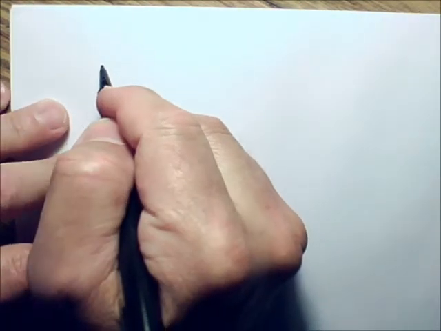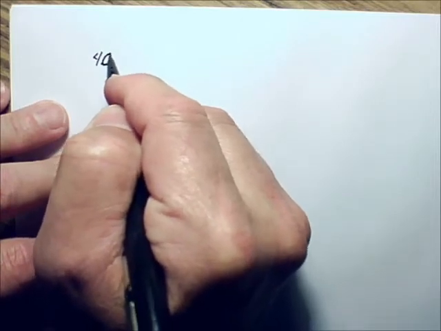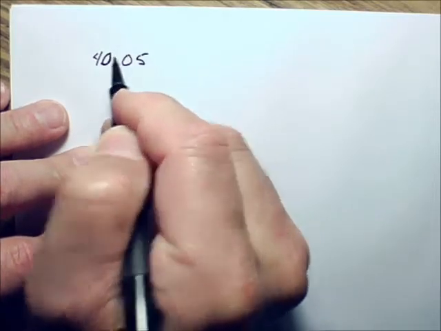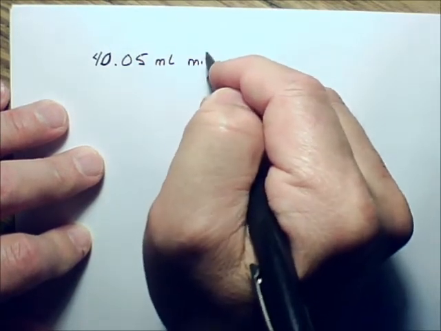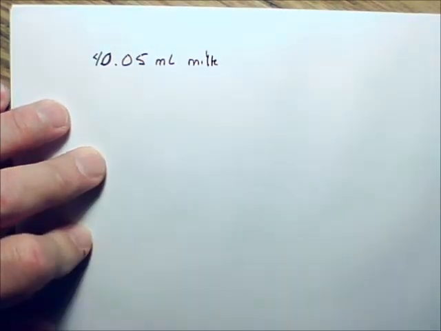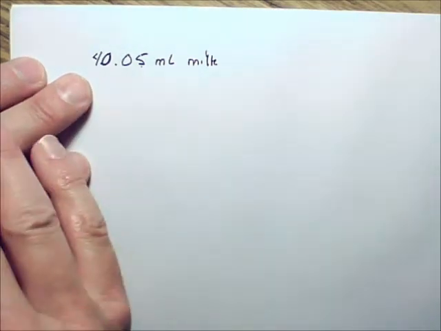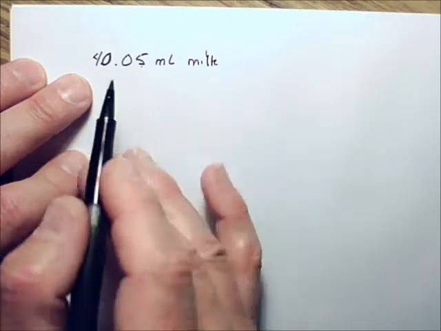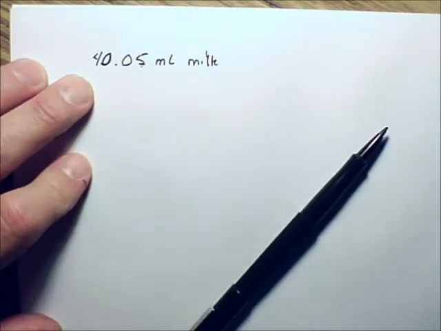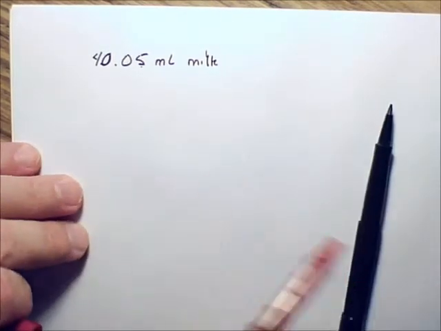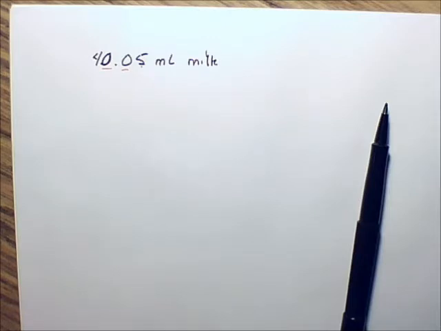So if I have 40.05 milliliters of milk, well, this 5 is a non-zero digit, it has to be significant. This 4 is a non-zero digit, it has to be significant. And that makes both of the zeros, because they are between significant digits, also significant.